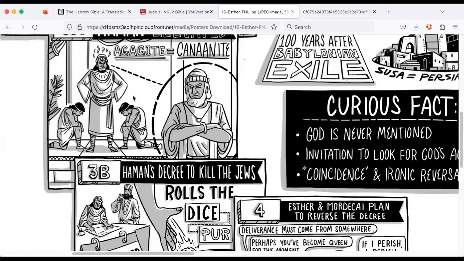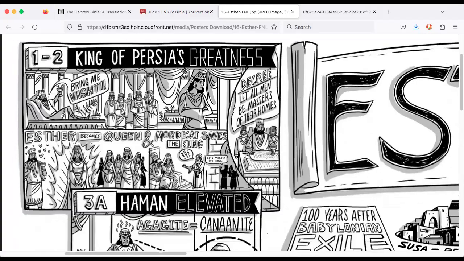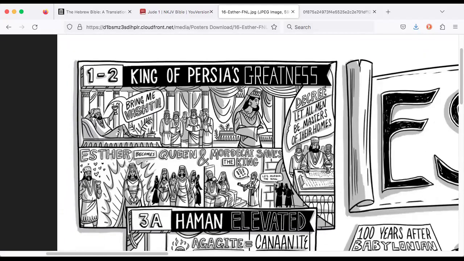So I'm going to summarize this story using the pictures here. You start off with King Xerxes, or Ahasuerus, throwing a big party, and he's saying, bring out the queen Vashti, because he wants to show her off in front of all these other officials. He's showing off his kingdom, and he wants to show off the queen, but she feels like she's just being made an object, and she refuses to come out.